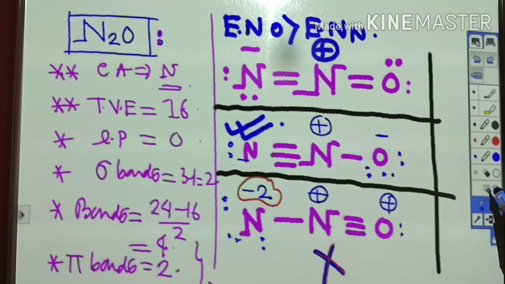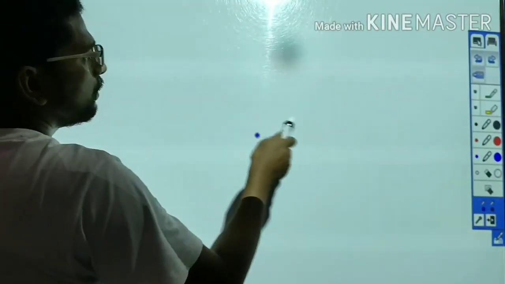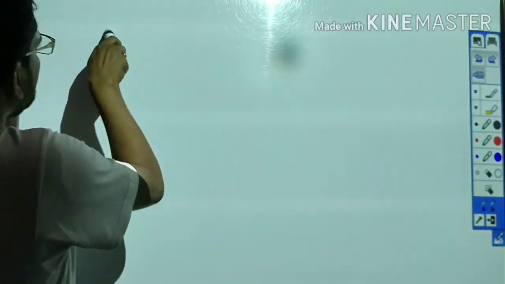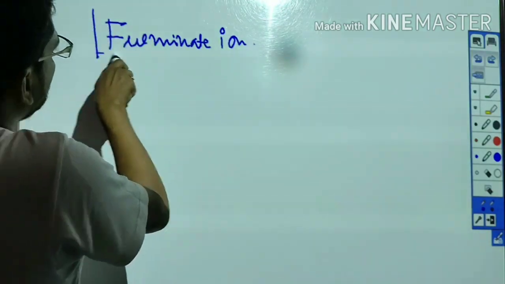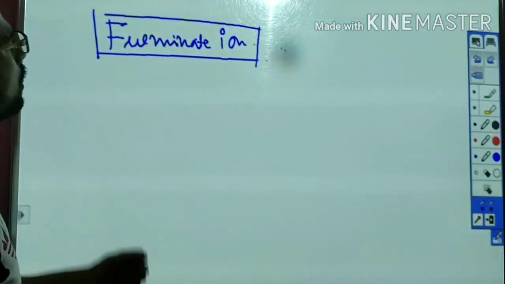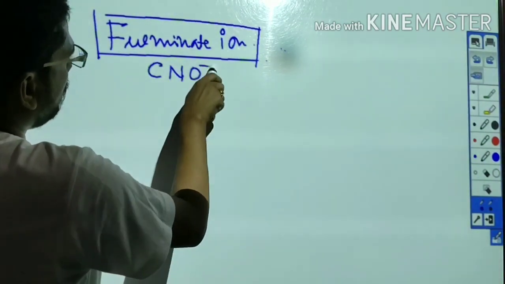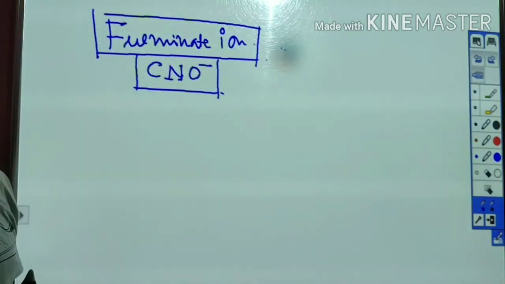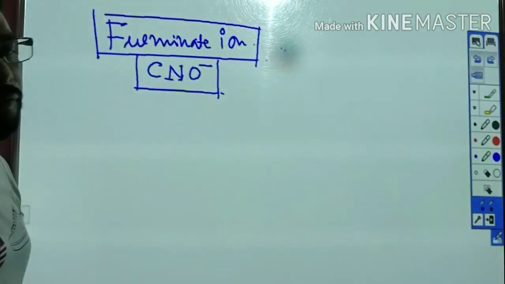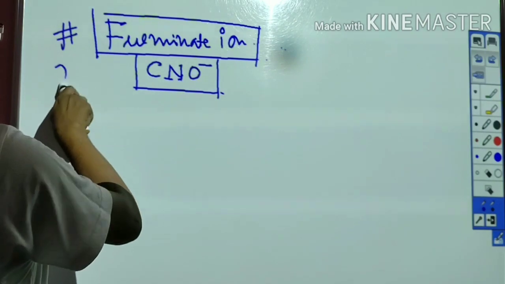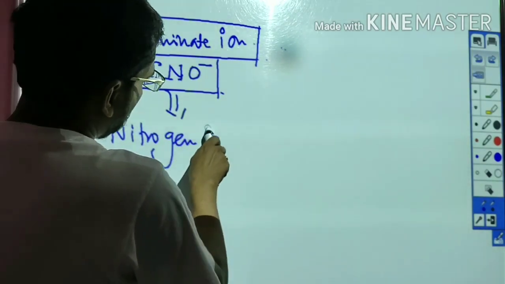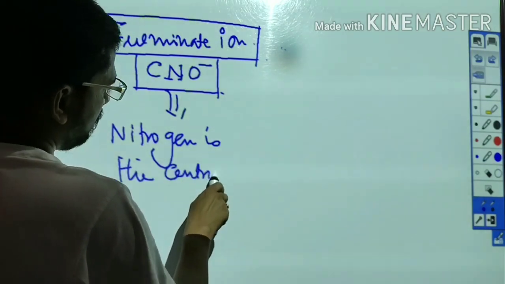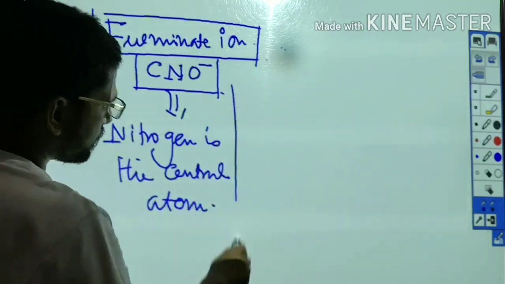Okay. Now let me show the Lewis structure of fulminate ion. Fulminate ion is a special structure. Why is it special? Because it is CNO minus, and here nitrogen will be the central atom. You would expect carbon to be the central atom, but in case of fulminate, nitrogen is the central atom. So it's a very important structure. Remember this structure. Nitrogen is the central atom. That is the special one.